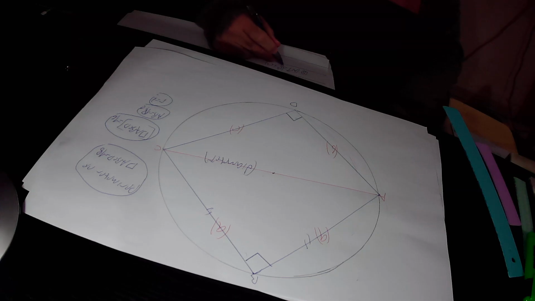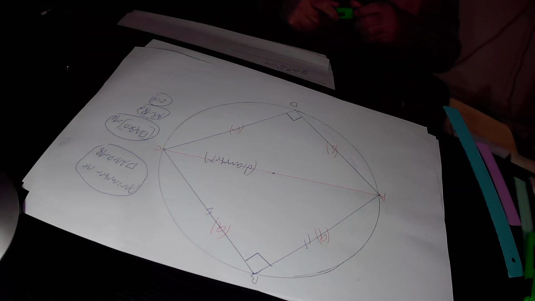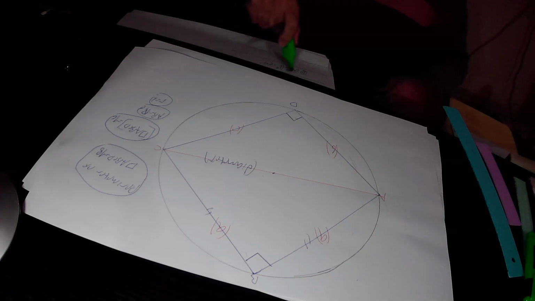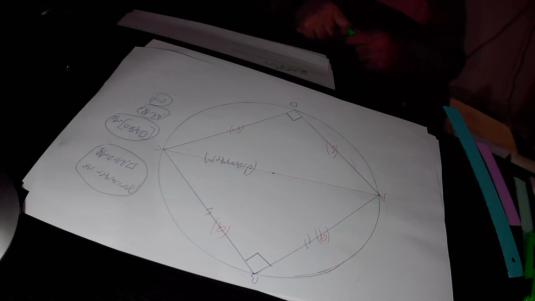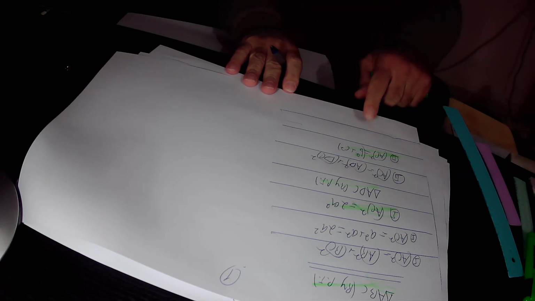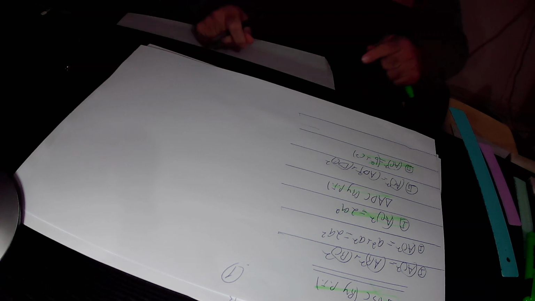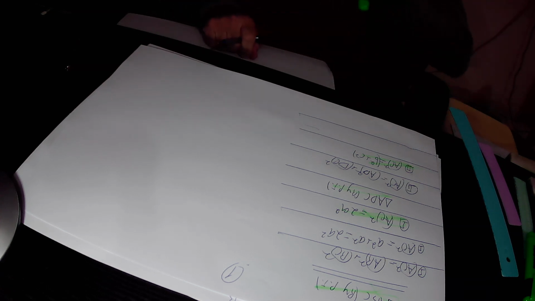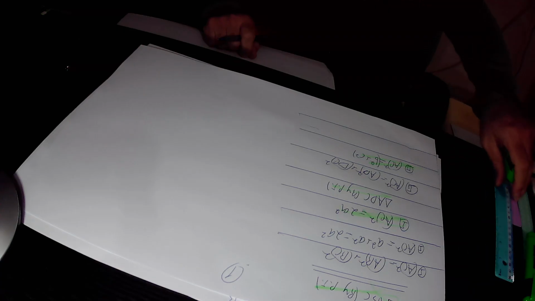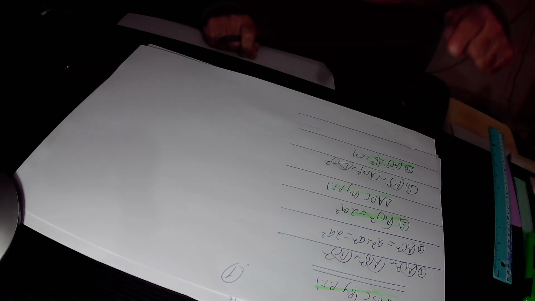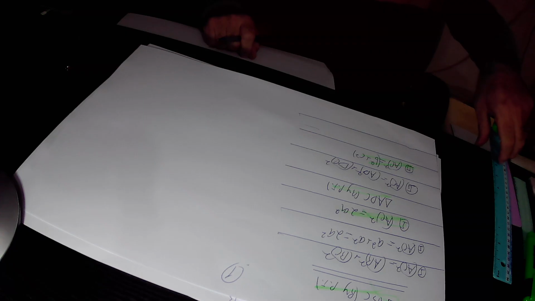So in total, according to equation 2, we found out that AC square equals B square plus C square. This is according to equation 2, and according to equation 1, we already found out that AC square equals 2A square. So we have two different equations for AC square. Therefore, we get equation 3 that says that AC square according to equation 1 must be equal to AC square according to equation 2.